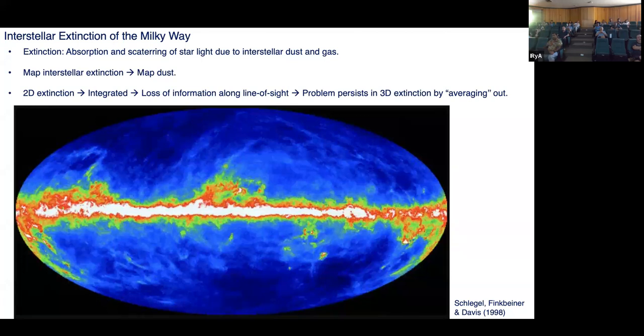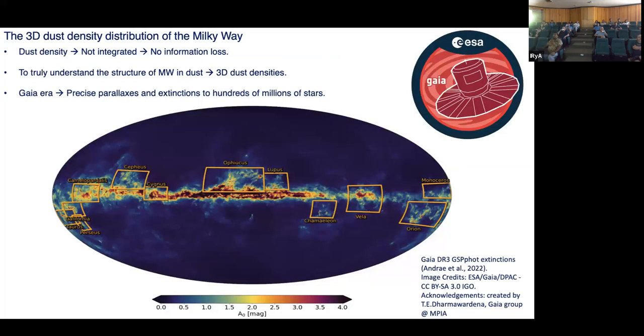The issue with doing things with 2D extinction is the fact that it's an integrated quantity, right? You have your dust column, you collapse it down, so everything that you're seeing is just this foreground integrated quantity. Anything behind this wall is completely lost. This becomes an issue when we want to know what the structure of the Milky Way is, because we have a good understanding of what it looks like in 2D, but nothing about what it looks like in 3D. That's the motivation for this new generation of 3D dust maps coming out. There are a lot of really nice maps being done by several different groups.